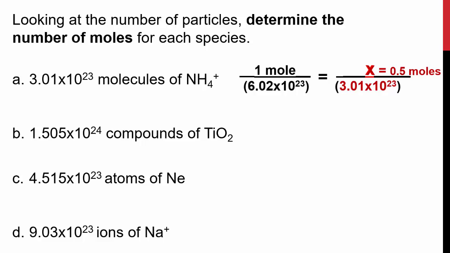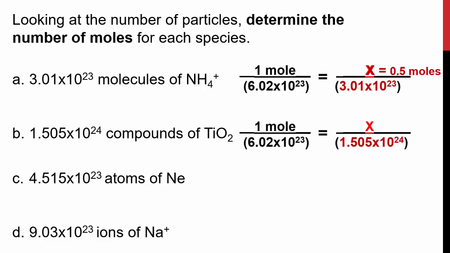In the next problem, we have a big amount of titanium 4 oxide compounds. But again, we know that 1 mole is equal to Avogadro's number, and we don't know how many moles the 1.505 times 10 to the 24th is, but the exponent times 10 to the 24 means it's greater than 1. So when you cross multiply and divide, x is going to be 2.5 moles.